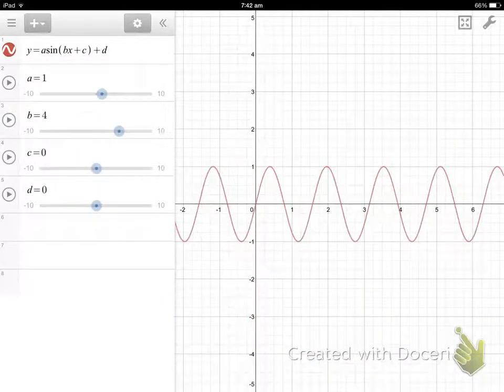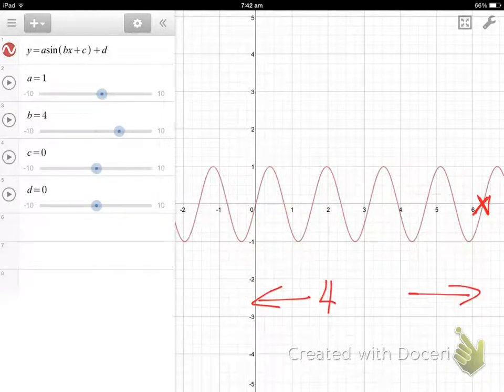As you can see here, I've got 4 cycles in the space of 2 pi. So the B basically shrinks the period and increases the frequency. Now, we haven't used that word very much, but the number tells you how many cycles.